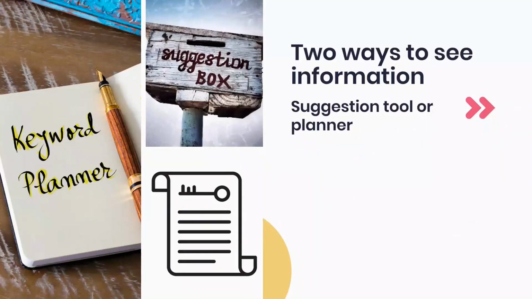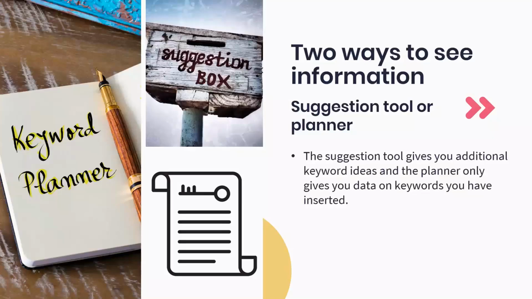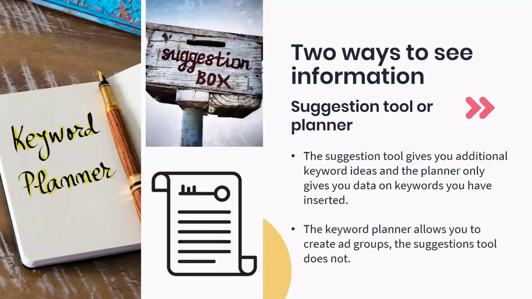It is available under the Tools and Settings tab within Google Ads, and there are two ways to see information on your keywords. There's the Suggestion tool and the Planner. The difference between the two is that the Suggestion tool gives you additional keyword ideas, and the Planner only gives you data on the keywords that you've already inserted, so you won't get new ideas. Also, the Keyword Planner allows you to create ad groups and therefore campaigns, while the Suggestions tool doesn't.